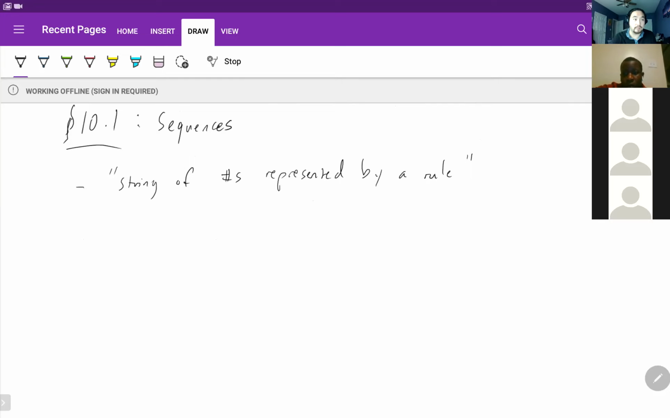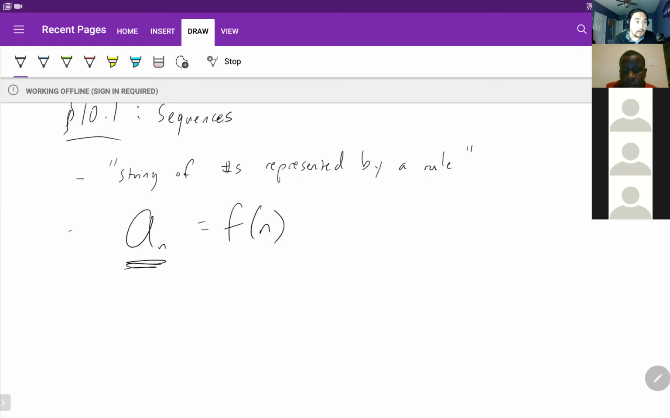It's just like a pattern of numbers. The book uses a fancier definition for it. They call it a sub n equals f of n. This is the notation. You're going to see this a lot, this a sub n. That just means a sequence.